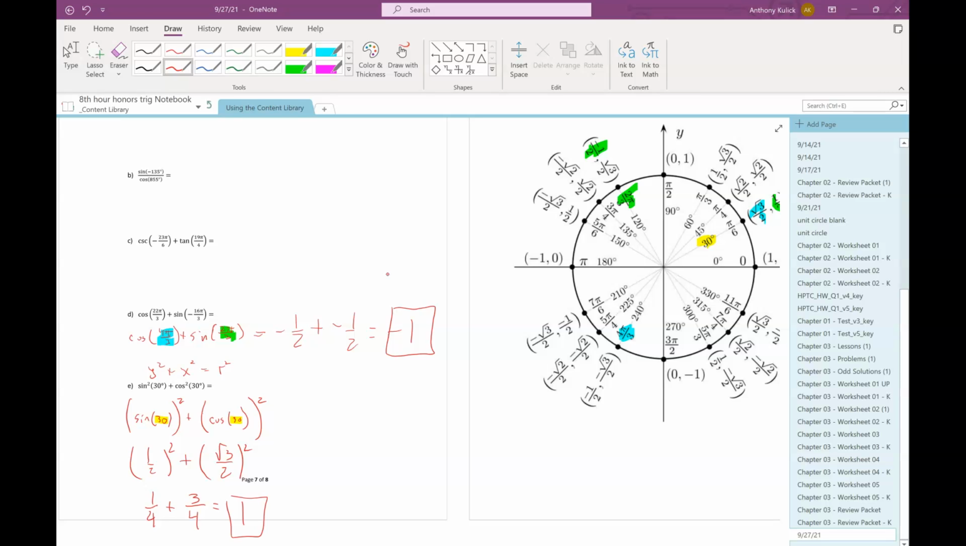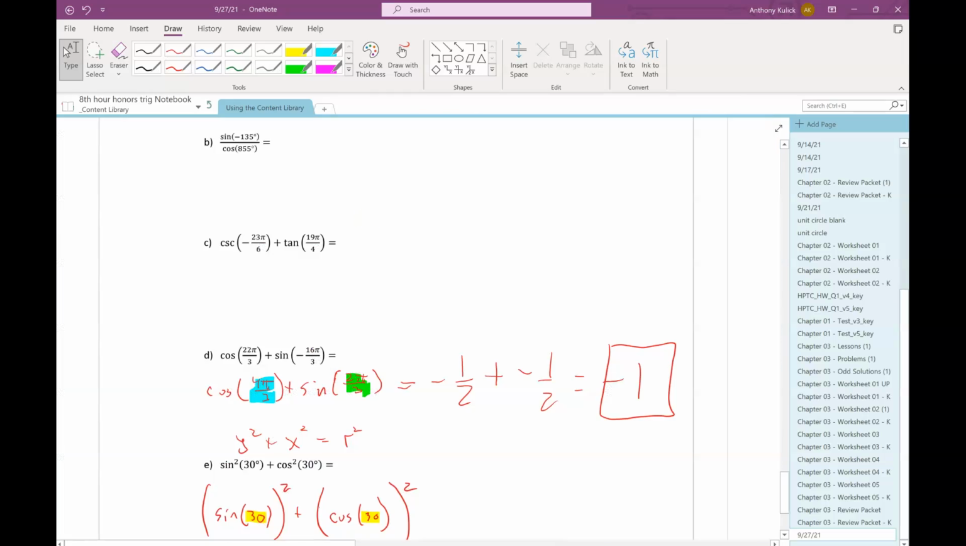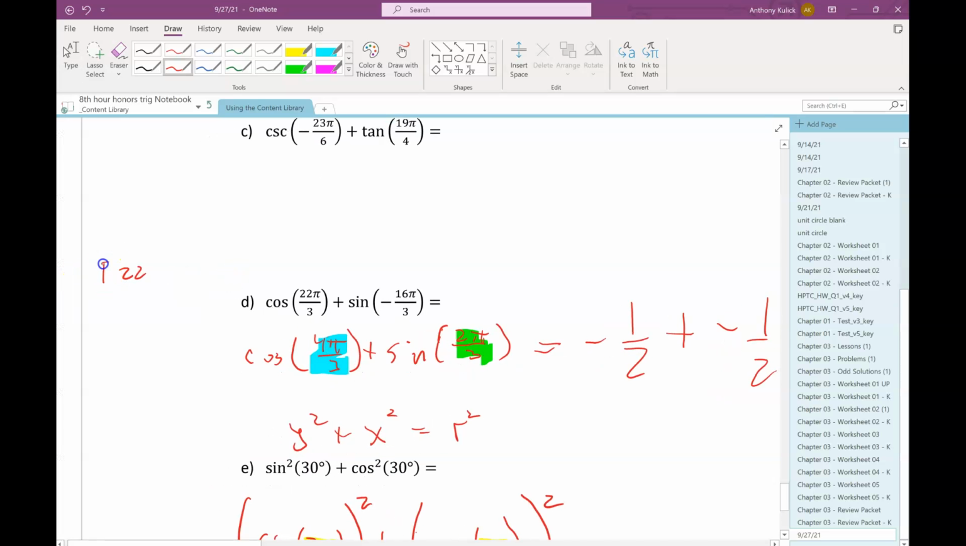Alternatively, if you preferred to not find those coterminal angles computationally, we could have just found them geometrically. So if I take 22 and divide it by 3, that's 7 remainder 1. So basically it's 7 1/3 pi. Is that okay with everybody?